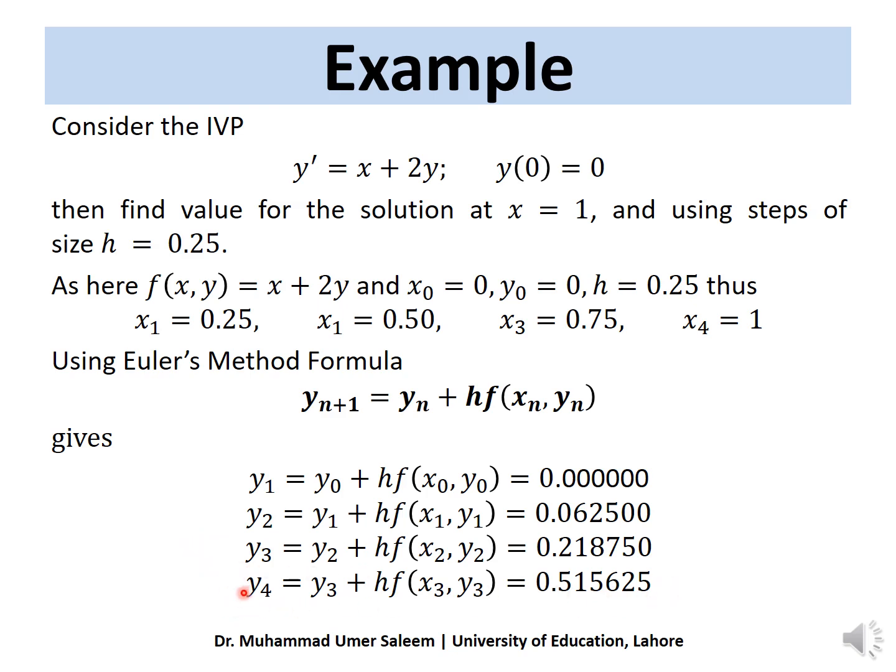So the value of y at x = 1 is the answer, and we have to take these 4 steps since h was 0.25. So we're starting from 0 and going to 1. So you have to take 4 steps. After 0 you have to go to 0.25, then 0.5, then 0.75, and then it is 1. So this is actually the desired answer.